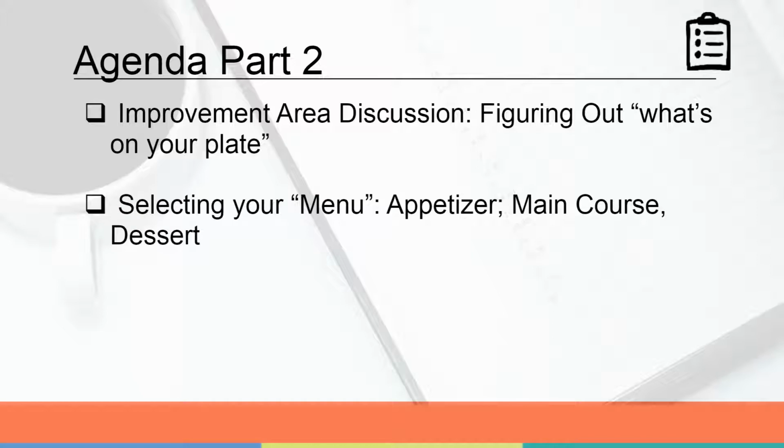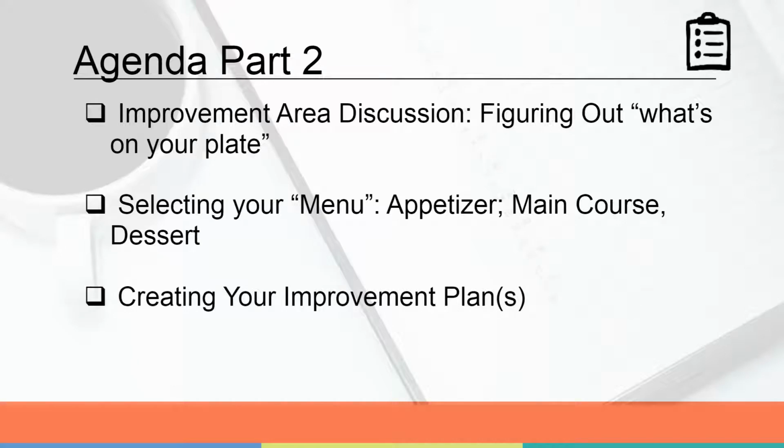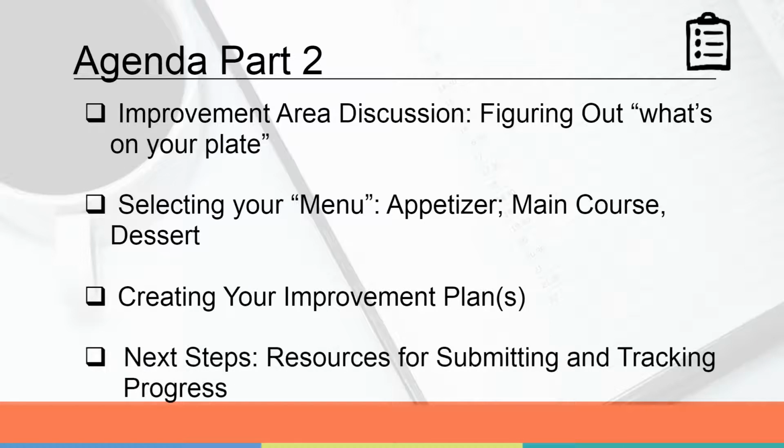Next, you will develop the outline of a plan. We use the analogy of a restaurant menu to help your team think about your priorities, your time, and your resources so that you can develop improvement goals that are achievable and resonate with your site. From there, your team will discuss and create your improvement plans and finish by determining next steps, the resources you will need, and how you will track progress.